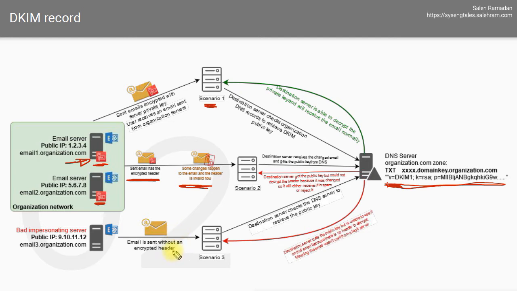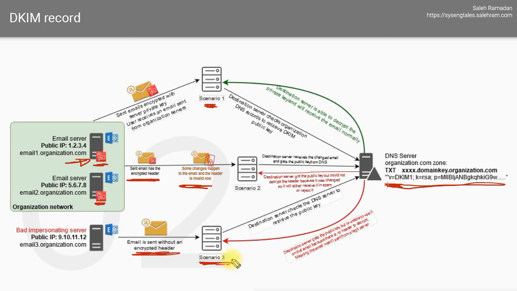The same happens if someone else tries to impersonate your email server, sending the email without the private key signature or header added. The public key found in your DNS will not be valid to decrypt what was not encrypted initially. So the destination server will either reject that email or put it in spam or quarantine, depending on what you set in another thing called the DMARC policy record.